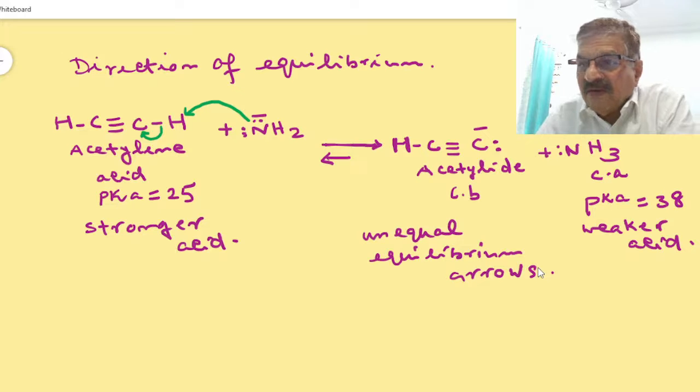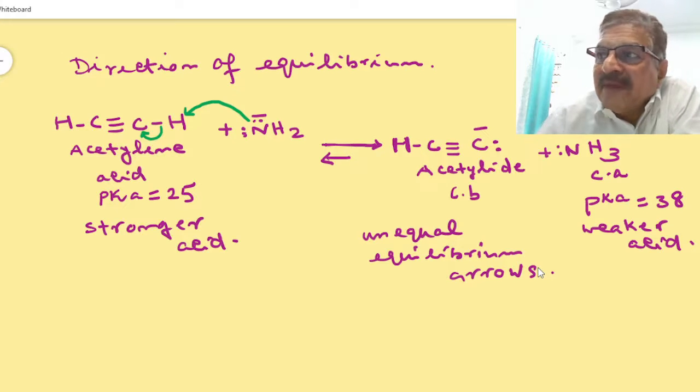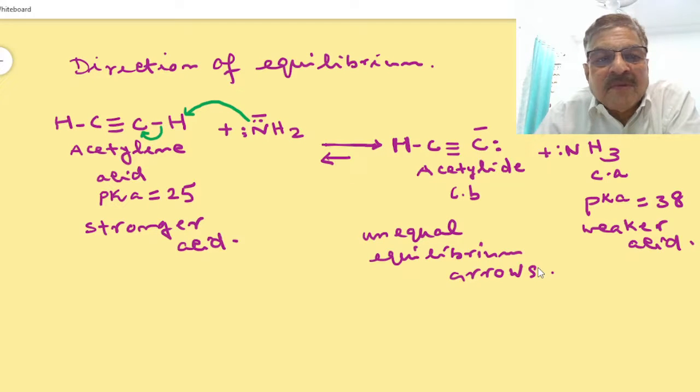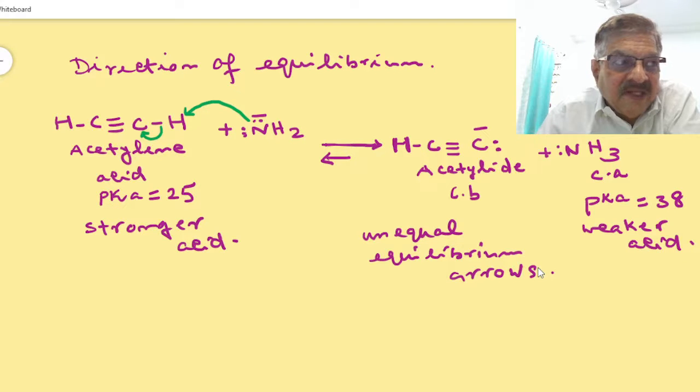Okay, so this is how we have to determine the direction of equilibrium. This is just an example I have given here. Another important concept we are going to discuss is deprotonation. Deprotonation means removing the proton from the acid. So you are given a base and you have an acid here. You have to find out whether this base is strong enough to remove the proton from the acid.